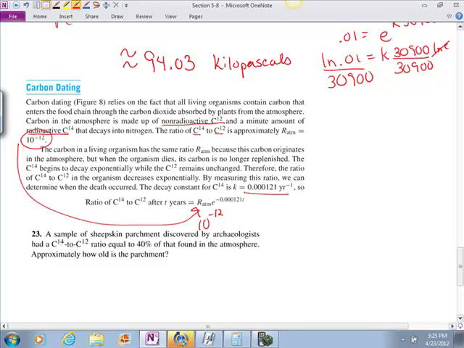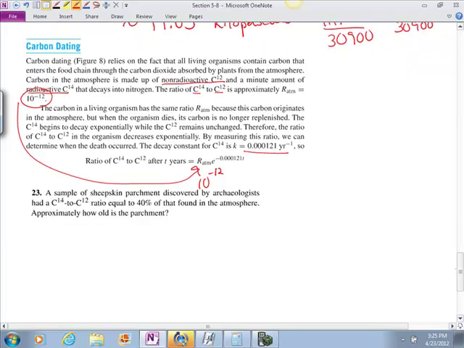Okay, so it says a sample of sheepskin parchment discovered by archaeologists had a C14 to C12 ratio equal to 40% of that found in the atmosphere. Approximately how old is the parchment paper? So you kind of have to just use your little thinking skill, but you end up with 40% of what you started with. Now, what you have in the atmosphere is 10 to the negative 12.